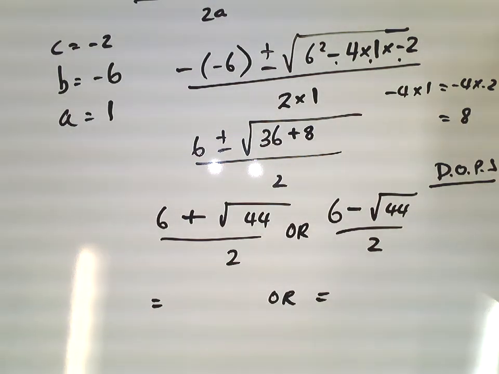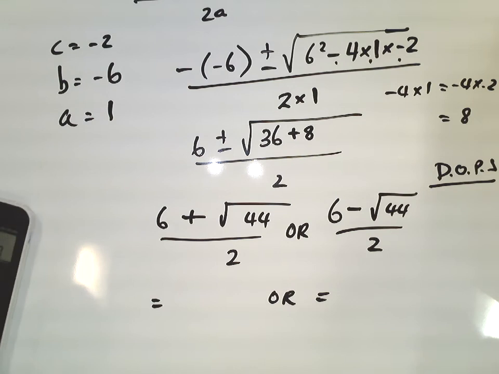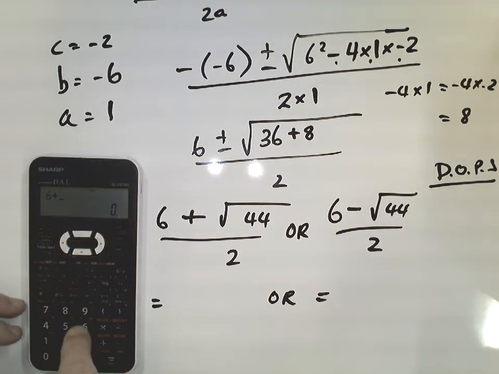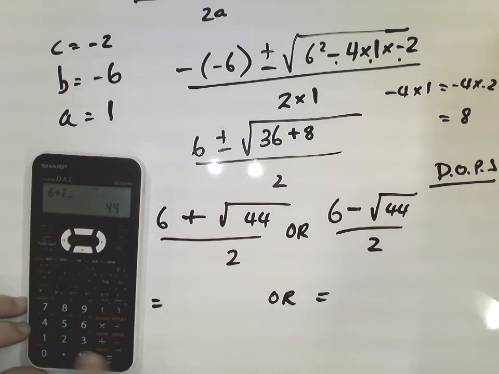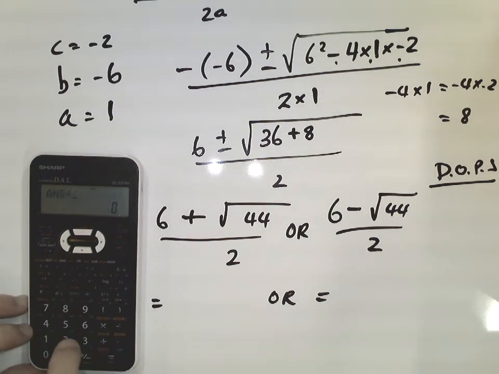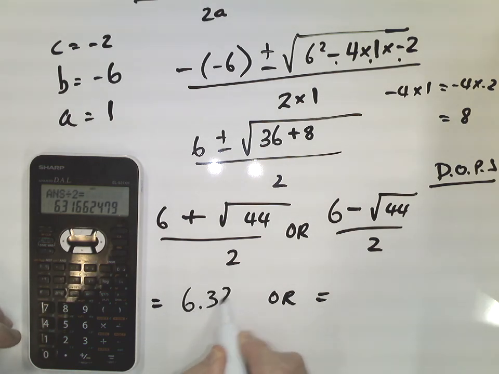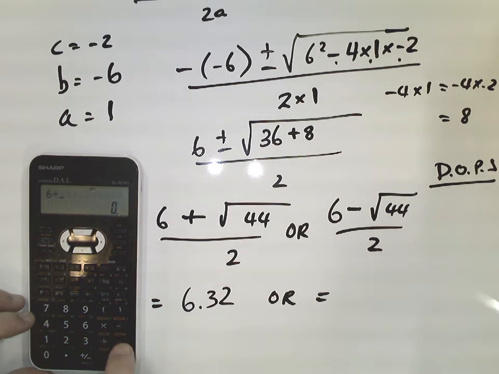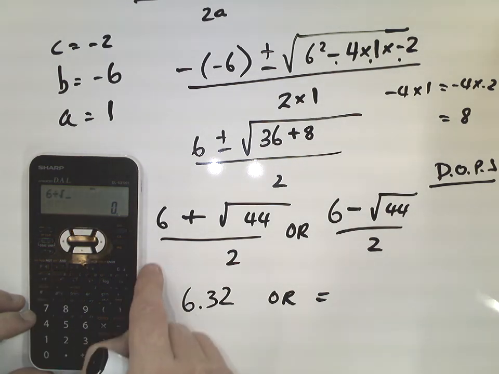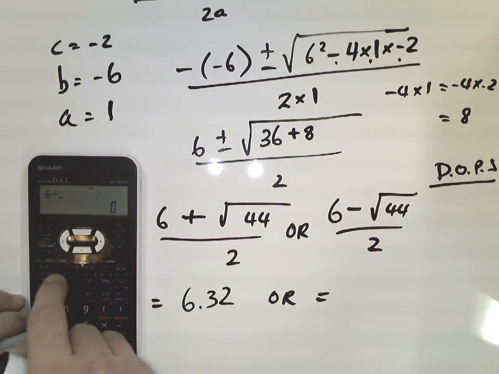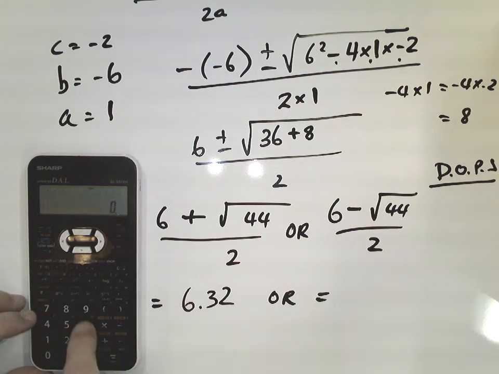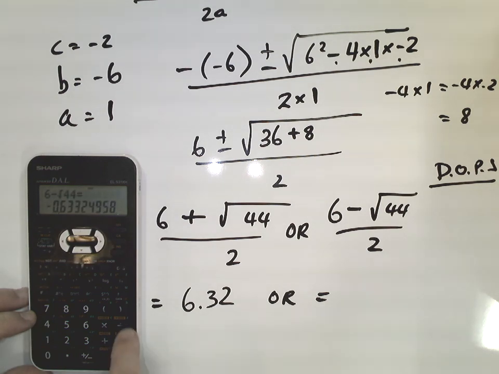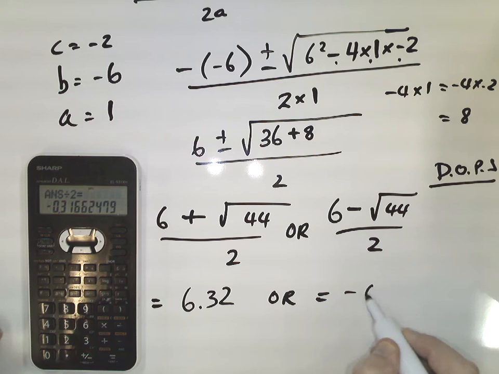Here we go, this one here. So 6 plus the square root of 44 is equal to that, and then I divide my answer by 2, which gives me 6.32. I round it there, and then over this side we get 6 take the square root of 44 equals that, and then we divide that number by 2, and we get, of course, negative 0.32.